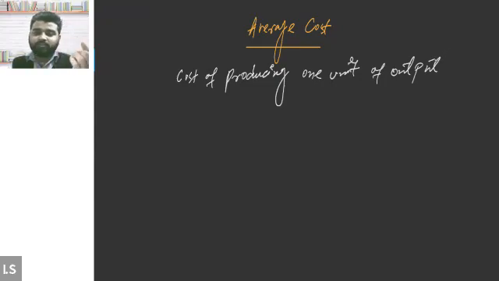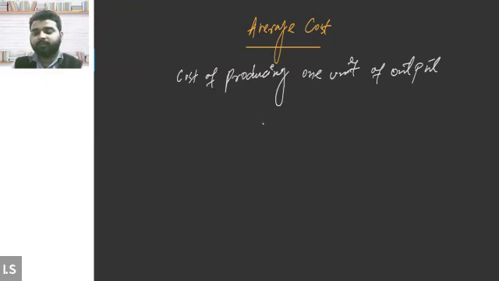See, marginal cost is different, average cost is different. Marginal cost basically means the additional cost of producing 1 extra unit of output, right? If we want to produce 1 extra unit, then how much extra amount we will have to spend, that is what marginal cost indicates. But average cost means the cost of producing 1 unit of output, not 1 extra unit of output. So let me explain this concept.